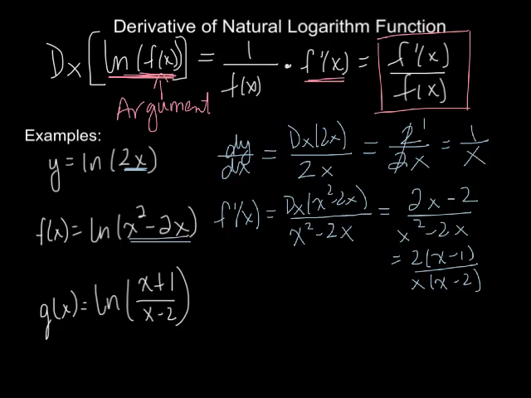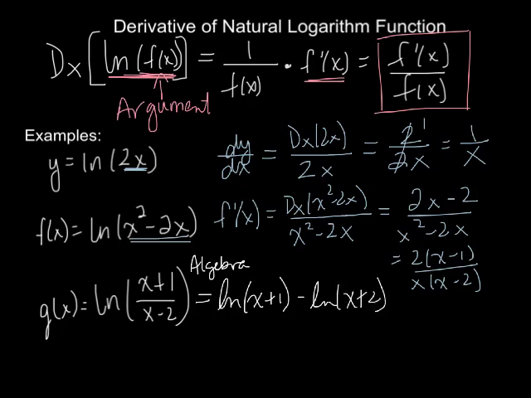And we've got one more here. g of x equals the natural log of x plus 1 over x minus 2. Now here's where we're going to take advantage of our algebra. And we're going to use those logarithm properties. So remember, logarithm of a quotient, just like when you have x cubed over x squared, you subtract the exponents. So natural log of a quotient turns into a difference of natural logs. And then the derivative is just the derivative of each of these terms separately.